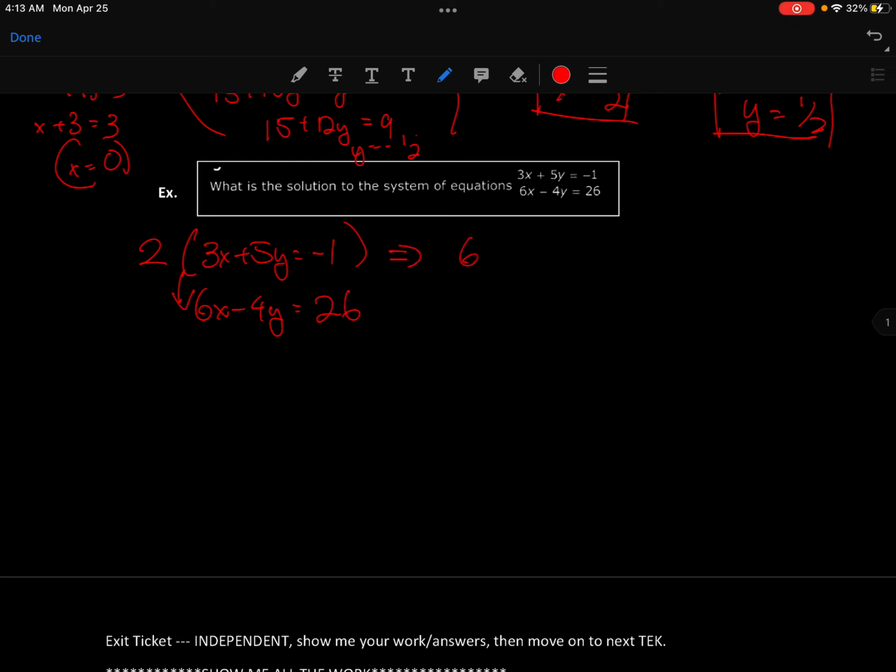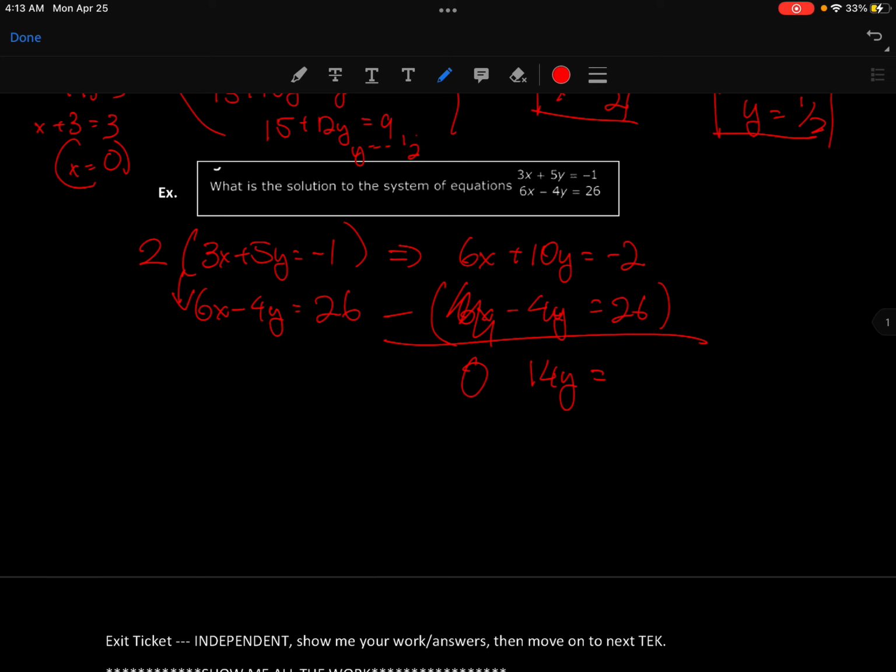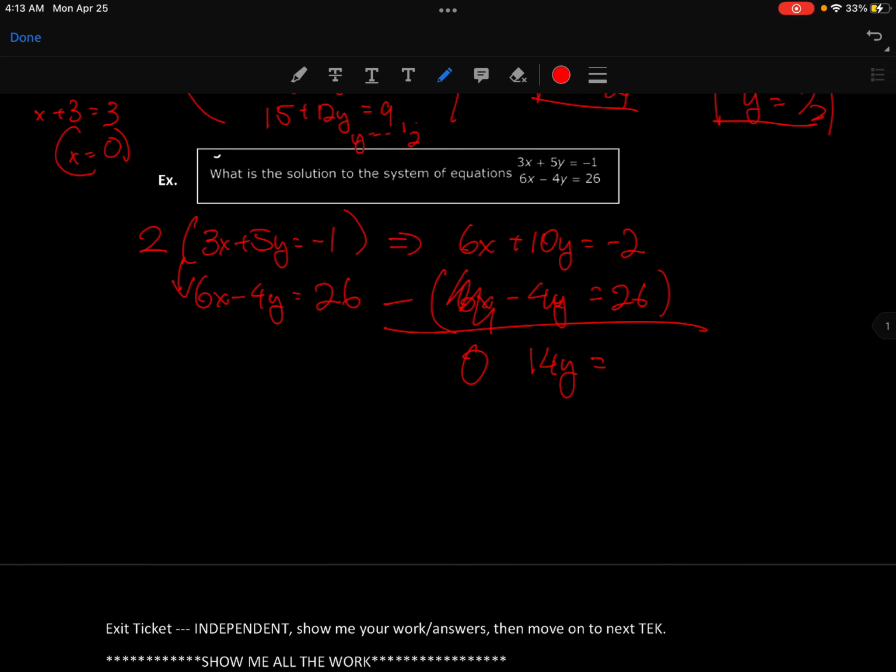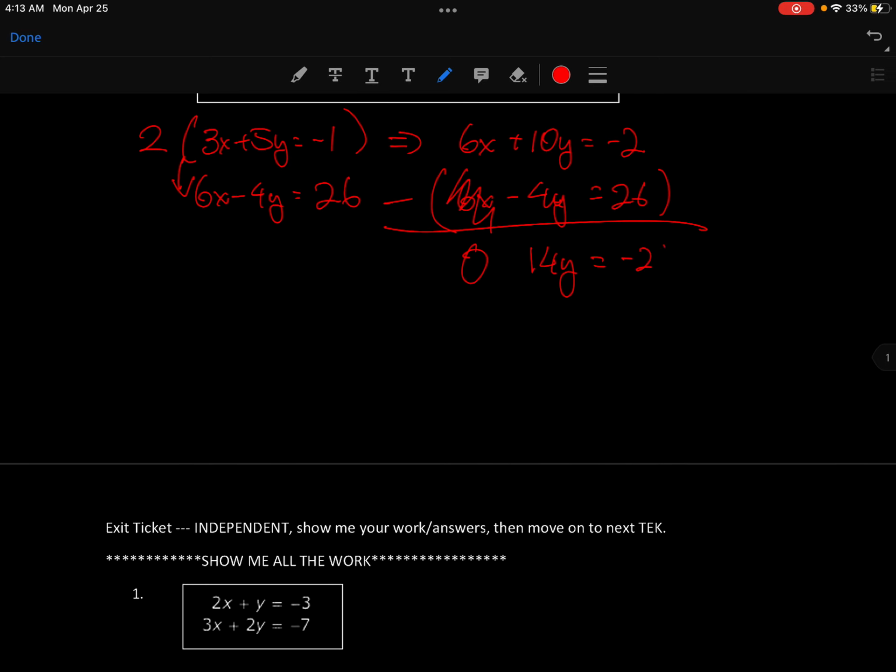That will give you 6x plus 10y is equal to negative 2. We also have 6x minus 4y is equal to 26. I'm going to subtract these two equations. 6x minus 6x cancels out. 10y minus negative 4y is the same thing as 14y. And negative 2 minus 26 is the same thing as negative 28. Therefore, y is equal to negative 2.